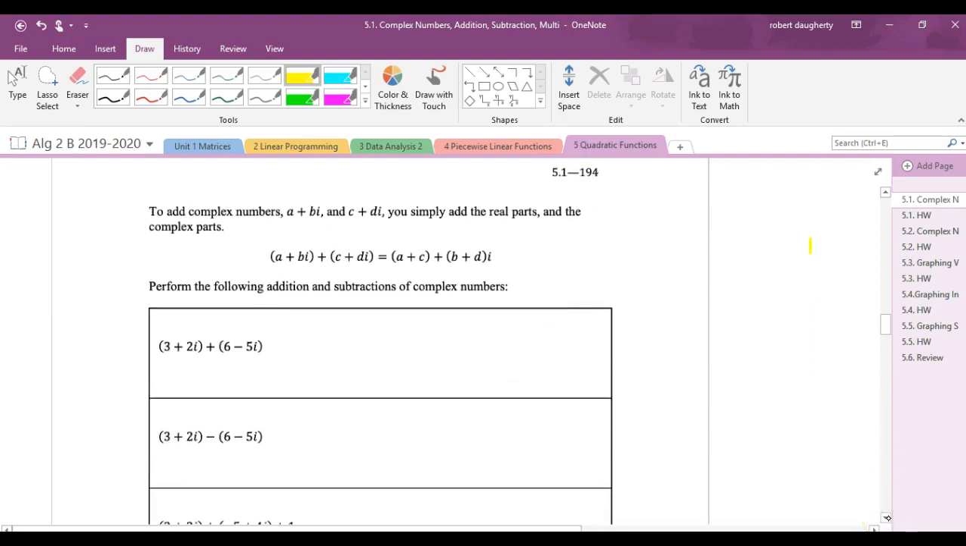So let's add some numbers together. If I were to add this complex number, a plus bi plus c plus di, what do you think you would do? How do you add those numbers? What do you think you would do? You would combine what?